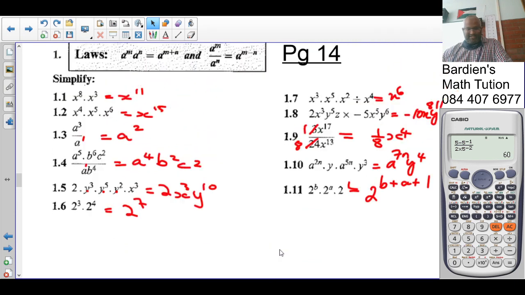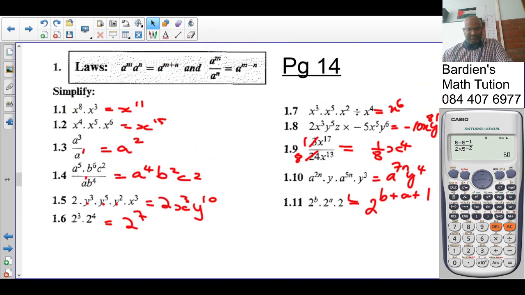Then, let's cut to the next part. Number 3. A deduction. Okay? It's not a rule. It's deduced from one of the rules of exponents. Okay?